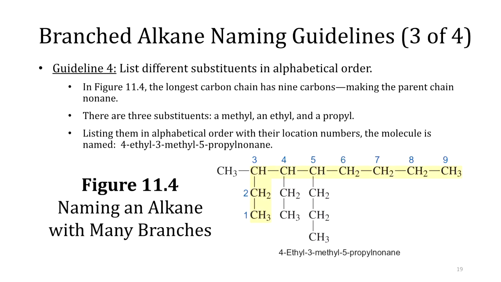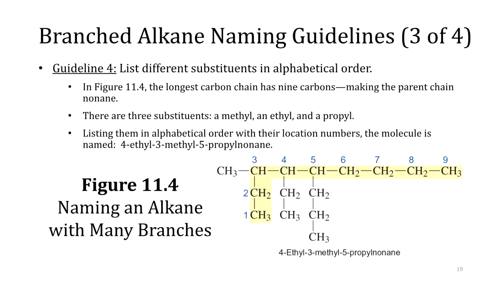Now, what happens if we have multiple alkyl groups on the sides, but they're not the same length? We still pick out our longest chain, but then we have to list all of the different alkyl chains. We don't list them in numerical position, we put them in alphabetical order.